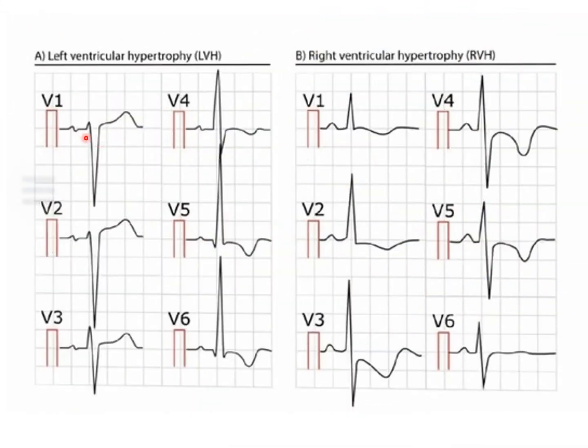Here it is very clear. So SV1 plus RV6 you can consider. In case of left ventricular hypertrophy, it will be 35 or more. So let us count. Here SV1 means 5, 10, 15, 20, and it is more than 20, it will come around 22. And similarly RV6, we have 5, 10, 15, 20 and 25. So 25 plus 22 comes around 47. So it is more than 35.